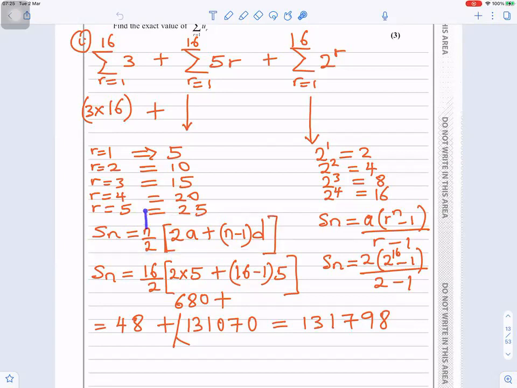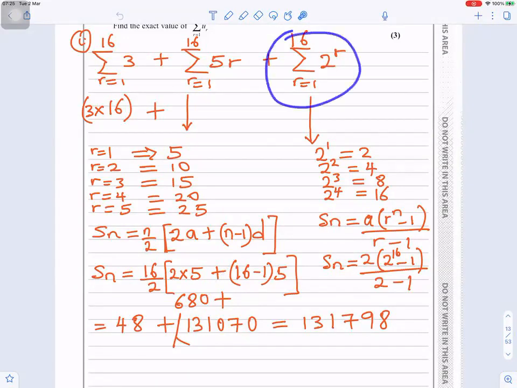So n is 16 because there are 16 numbers. The a, the first one, is 5. And d, the difference, is 5, because 10 minus 5 is 5, and 15 minus 10 is 5. You put those numbers in, n is 16, a is 5, d is 5, into your calculator and you will get the final answer, 680.